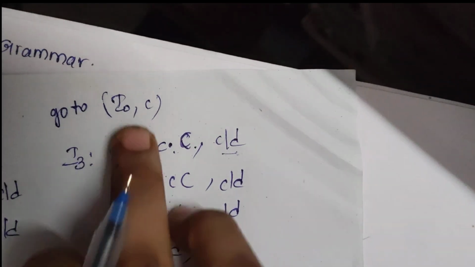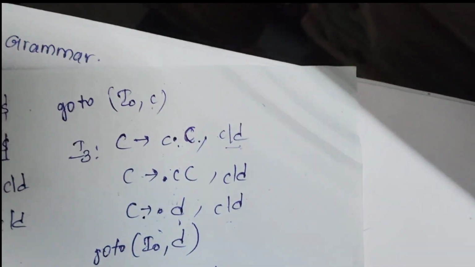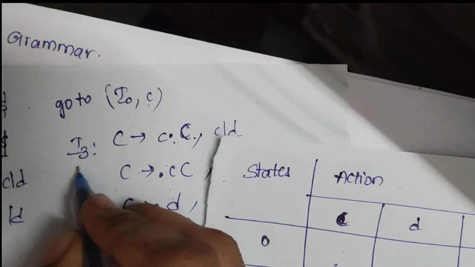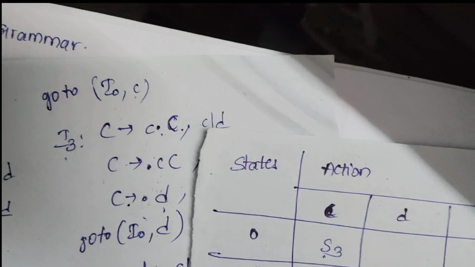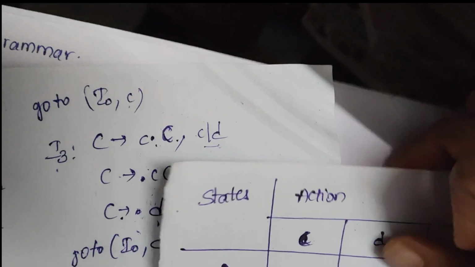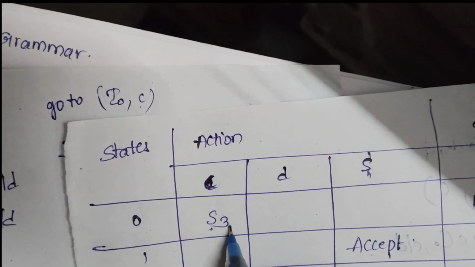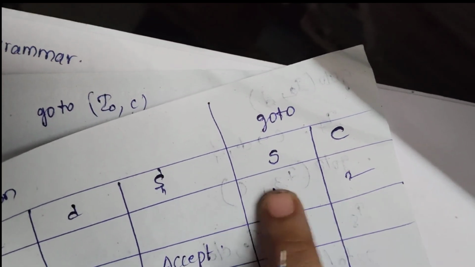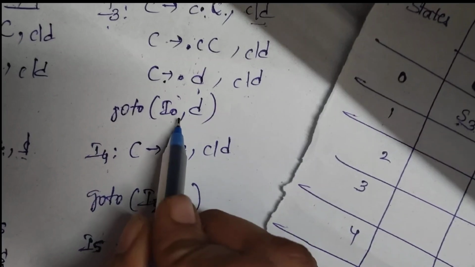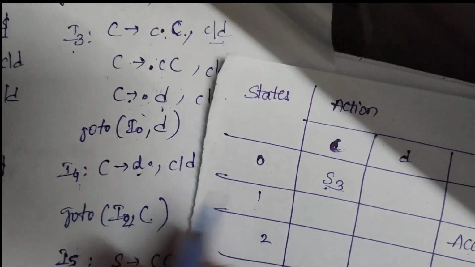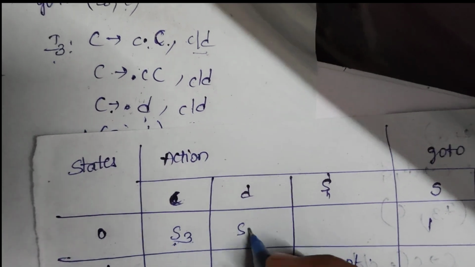Next, go to 0 comma small c. So in place of 0 comma small c you need to write shift 3. When you are doing shift in terminal side you need to represent as S3. In non-terminal side you can just represent with the numbers. So next, go to small 0 comma d. So 0 comma d is 4. 0 comma d is shift 4.